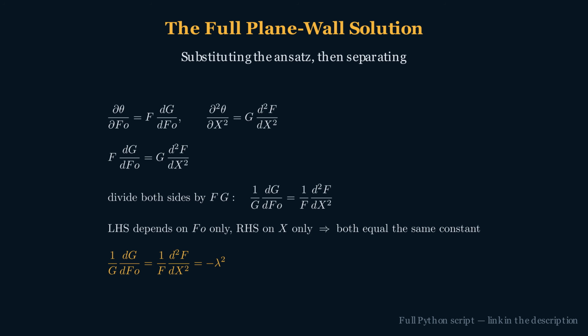Differentiate the ansatz and plug both pieces into the dimensionless equation. Dividing everything by F times G completely separates the variables. A function of Fo alone sits on the left, a function of X alone sits on the right. Since X and Fo are independent, the only way that equality can hold for every X and every Fo is if both sides equal the same constant. We call that constant minus lambda squared, negative, so that the time part decays instead of blowing up, which is what physically has to happen as the wall cools.